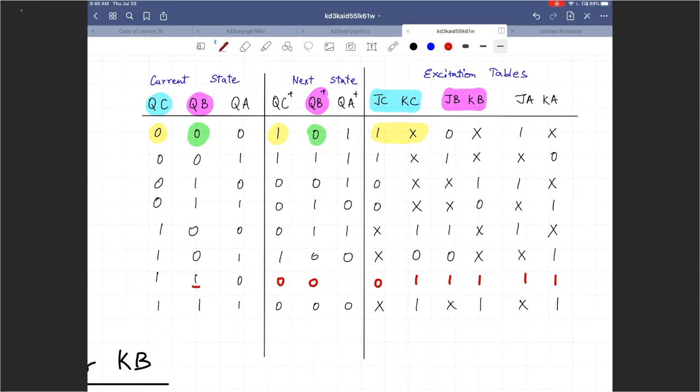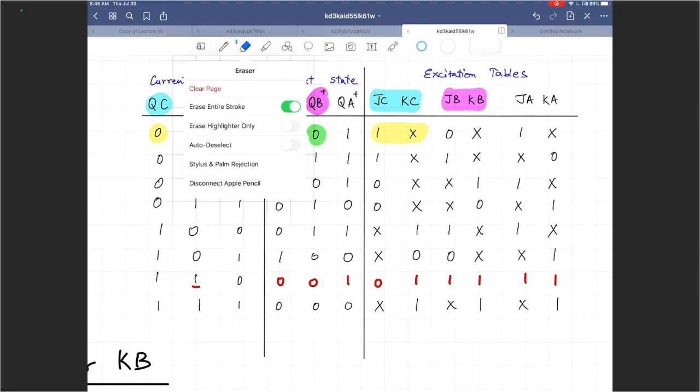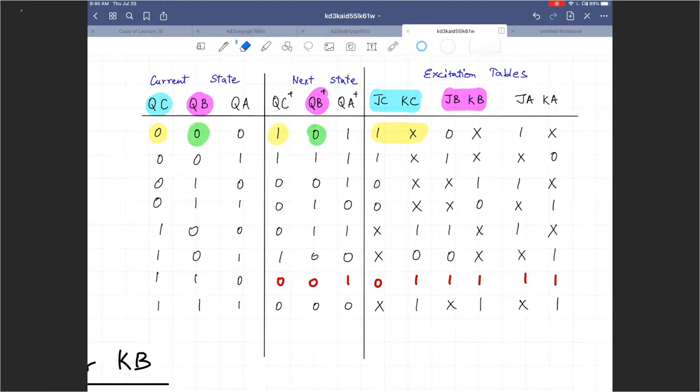How about the last one? JA, KA. 1, 1. That means toggle state. So QA will become 0, 2, 1. Very nice. So now let's answer the question. What happens when this particular counter randomly powers up at 6? After 6, how is the counting pattern going to be?